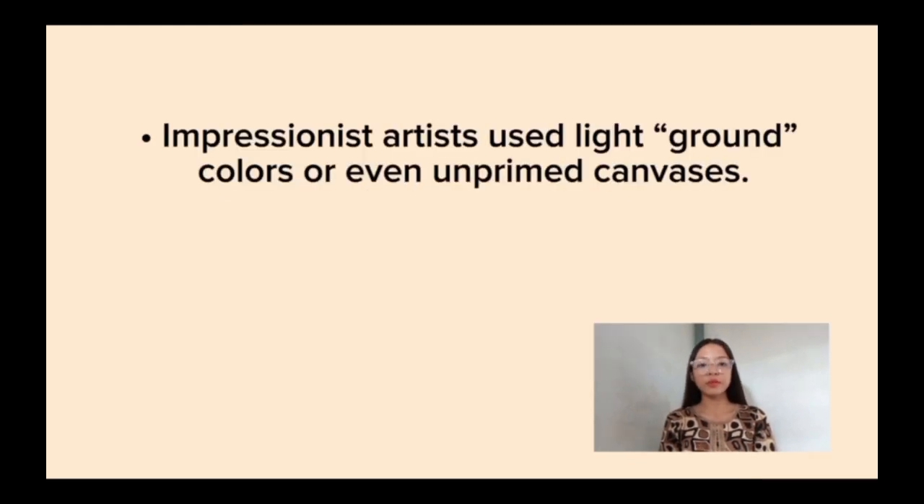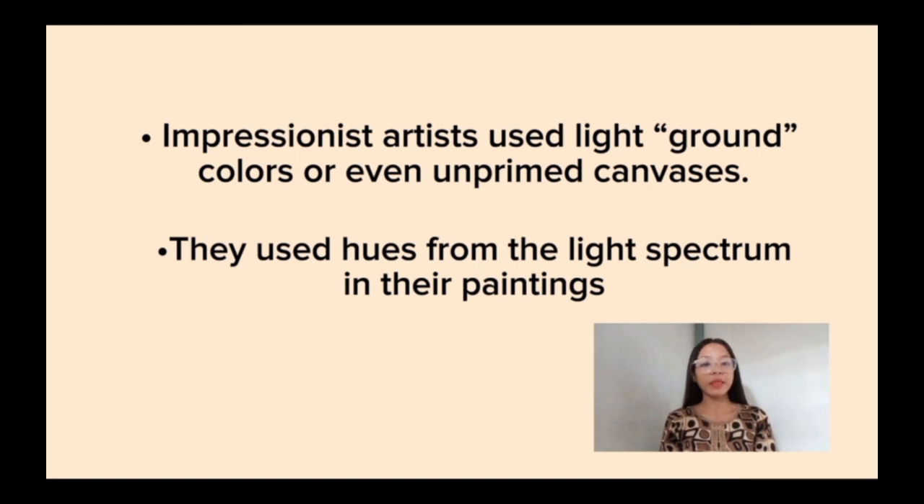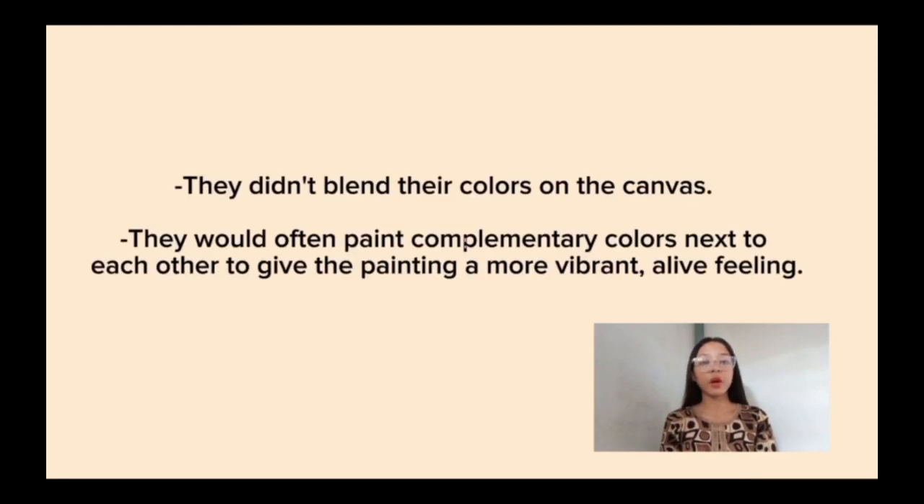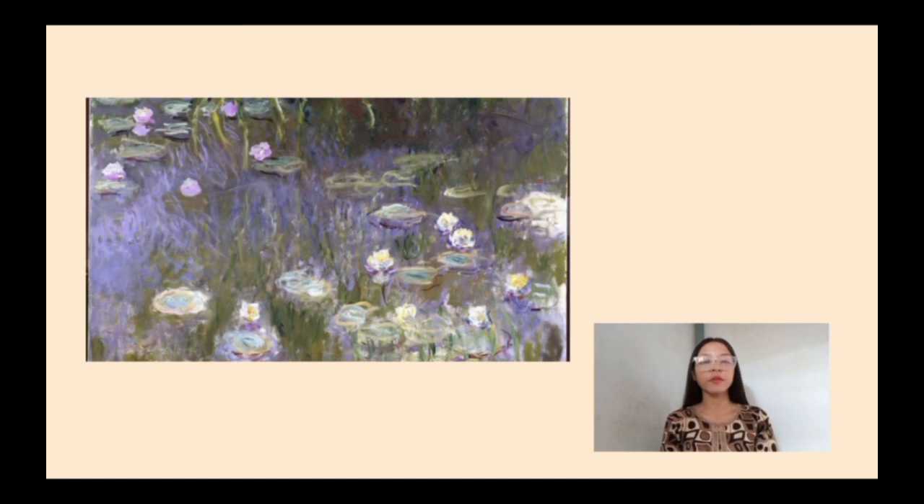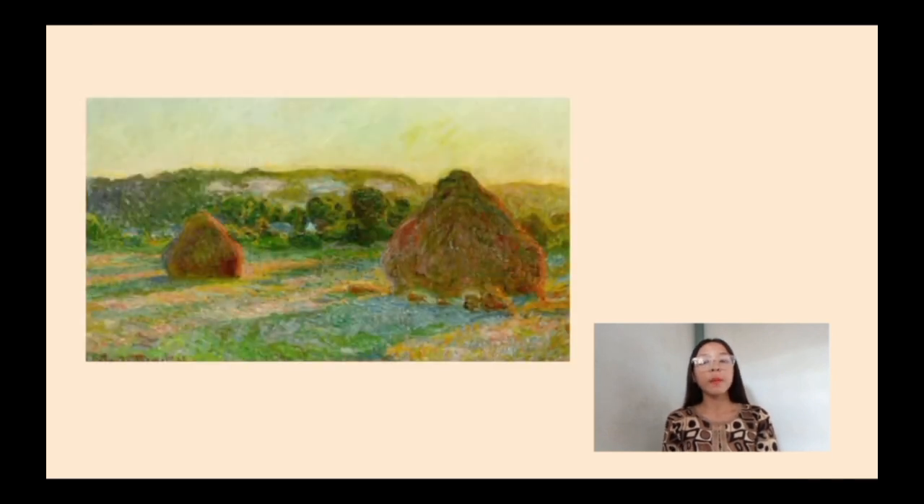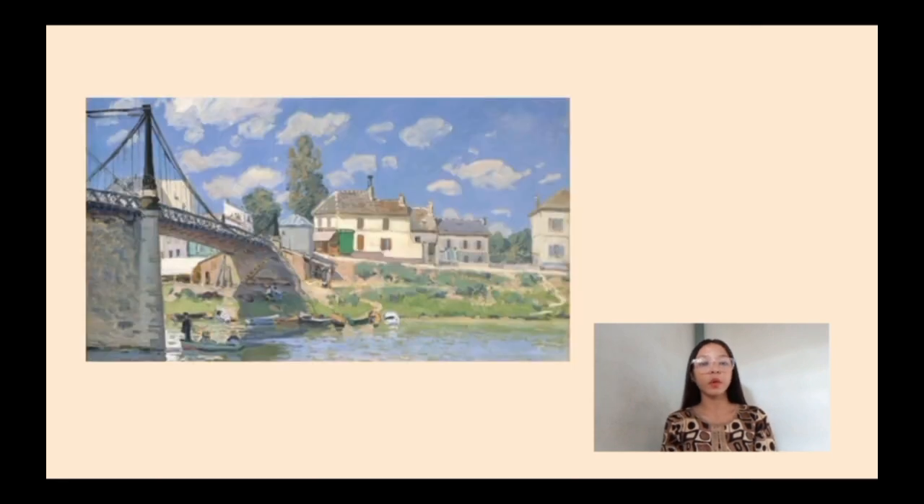Impressionist artists used light ground colors or even unprimed canvases. In addition, they used colors from the light spectrum in their paintings, like red, orange, yellow, green, blue, indigo and violet. Finally, they didn't blend their colors on the canvas. They would often paint complementary colors next to each other to give the painting a more vibrant, alive feeling. This led to the creation of colorful, bright, and dynamic paintings by using colors from the light spectrum on this light ground rather than mixing the colors, but frequently painting complementary colors close to each other.